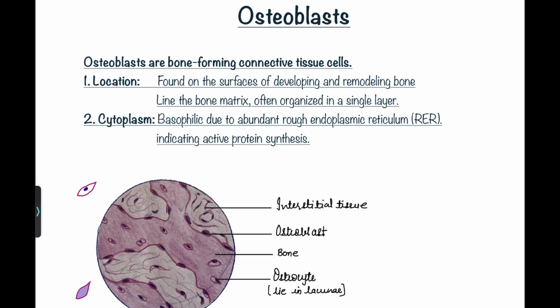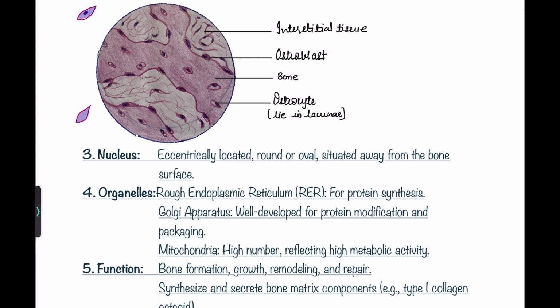Osteoblasts are found on the surfaces of developing and remodeling bone, forming a single layer along the bone matrix. They are most active in areas of growth or repair. Their cytoplasm is basophilic, meaning it stains blue or purple due to the presence of abundant rough endoplasmic reticulum, reflecting high levels of protein synthesis. Osteoblasts have an eccentric, round or oval nucleus positioned away from the bone surface to accommodate their protein producing organelles.